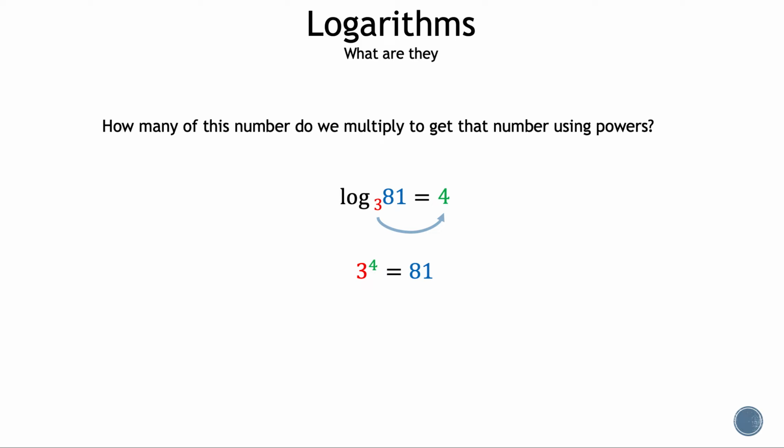Notice how the bases are the same, which is 3 for both of them. And the input of the log, 81, is the output for 3 to the 4. Now, let's break down 81 how we started the video. 81 is 3 to the 4, which is 3 times 3 times 3 times 3, which answers the question, how many of this number do we multiply to get that number using powers? So now we know logarithms are just a fancy way of doing multiplication.